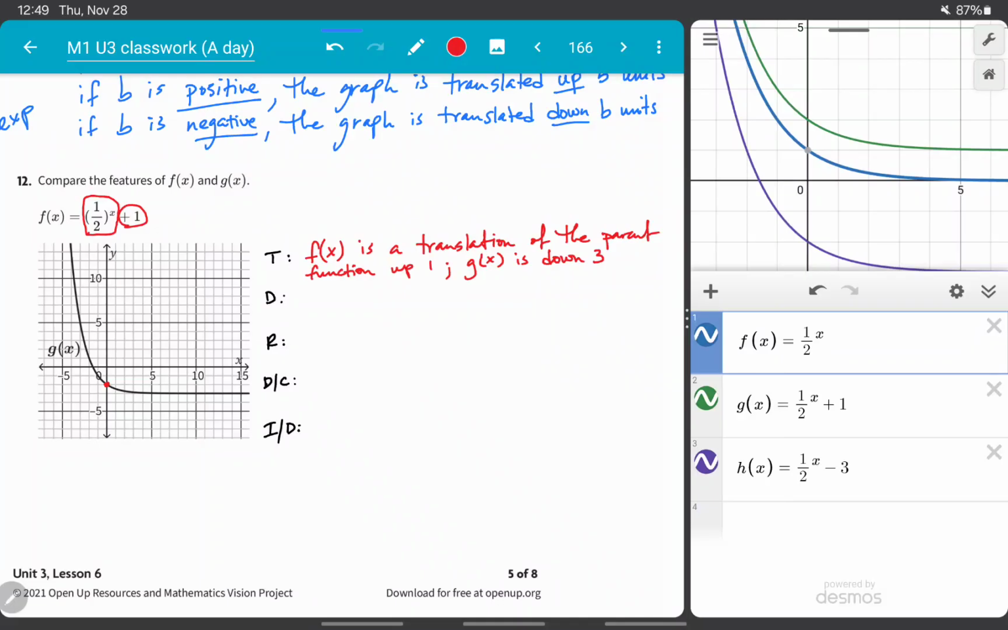Okay, for domain, the domain for both f of x and g of x is going to be all real numbers, because we can take any number and raise 1/2 to that power and then add 1 to it. So our domain for both will be from -infinity to +infinity.